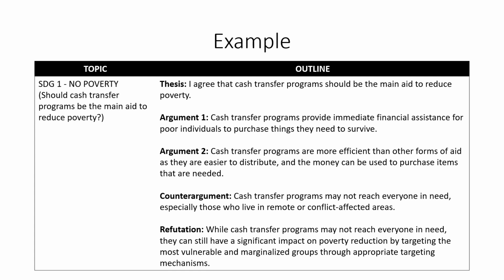Okay, refute this argument. Okay, while cash transfer programs may not reach everyone in need, they can still have a significant impact on poverty reduction by targeting the most vulnerable and marginalized groups through appropriate targeting mechanisms. Okay, so this is where you are going to refute this. Other people may think it's not suitable or may not reach everyone, but you think there is significant impact, but with appropriate targeting mechanisms.